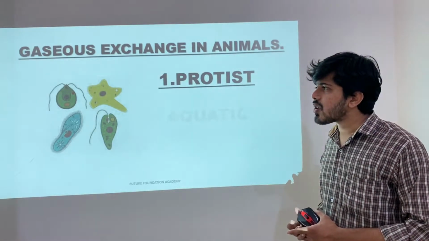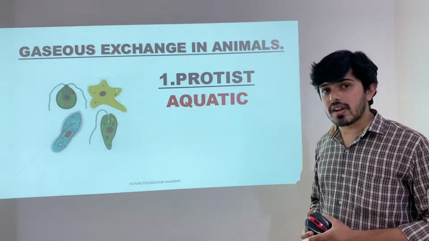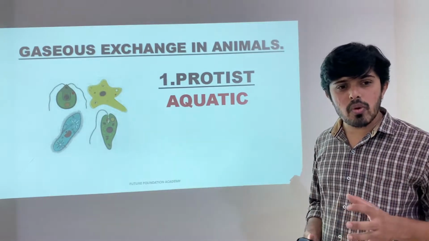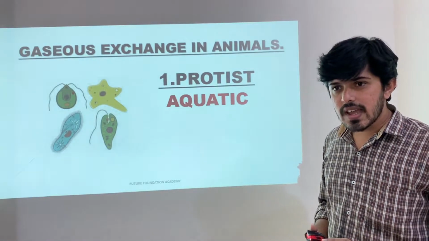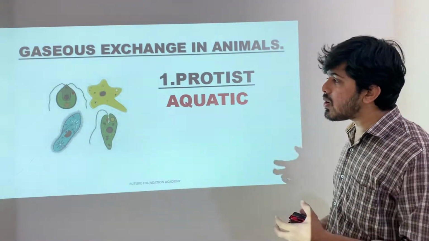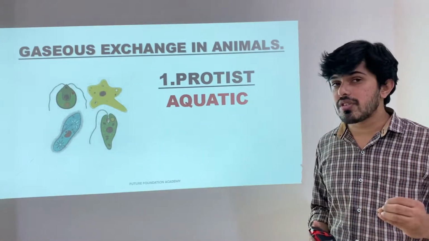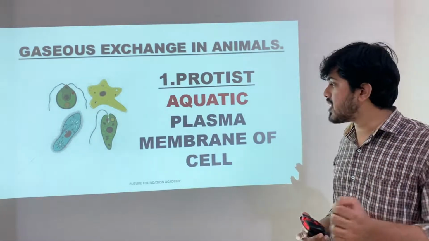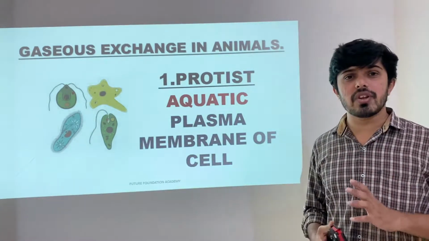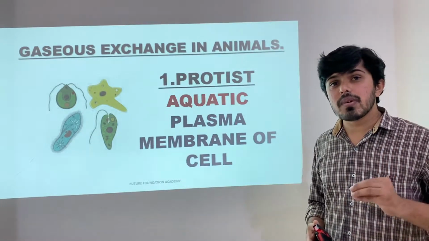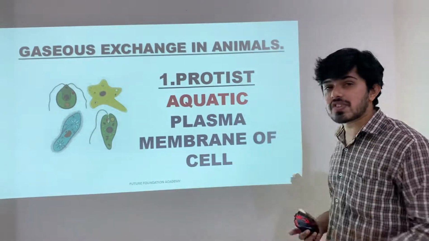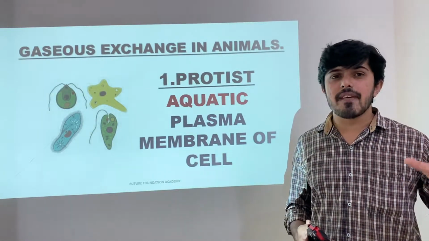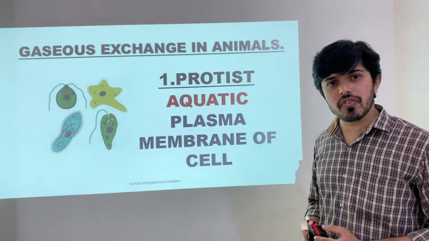The main character of all these protists is that they are aquatic. Their habitat is aquatic. Since they live in water, the amount of oxygen present is already less, and since they are unicellular, they don't have a particular respiratory organ. They do exchange of gases with the help of their plasma membrane, the outer covering of their cell. So the plasma membrane itself is their respiratory organ. So protists are aquatic and they have a plasma membrane for exchange of gases.